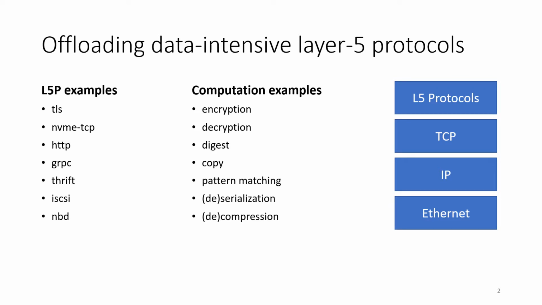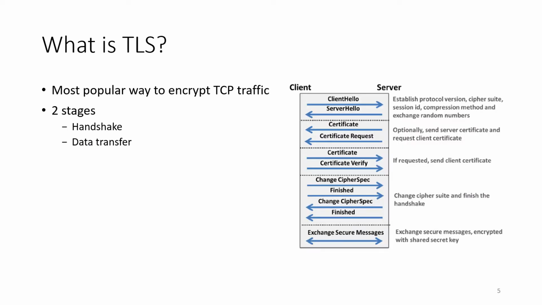We focus on layer 5 protocols over TCP/IP that perform some data-intensive computations and present a framework to accelerate these. There are many examples of such protocols and computations, and most of them are autonomously offloadable, but not all. In this talk, we use the TLS protocol, which performs data encryption, decryption, and authentication as an example for an autonomous offload. While in the paper, we also describe NVMe TCP copy and data digest offloads.